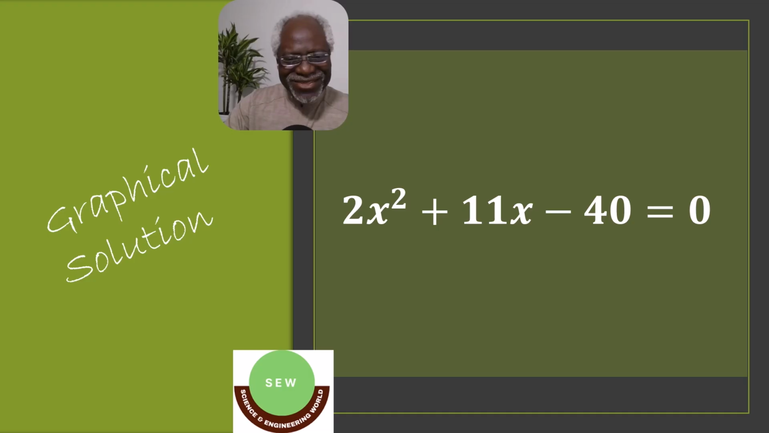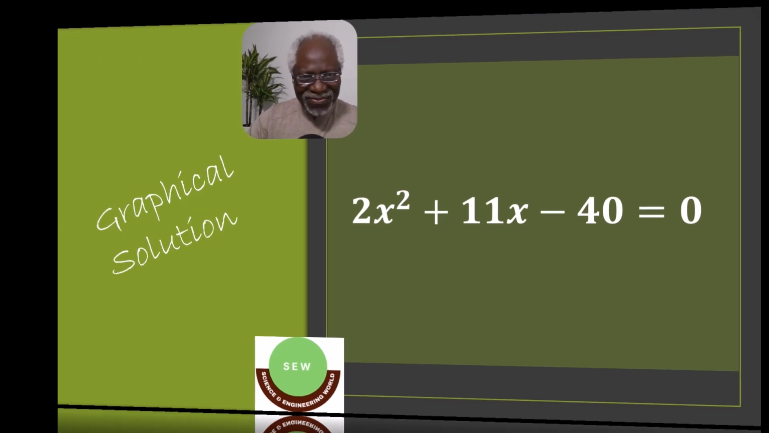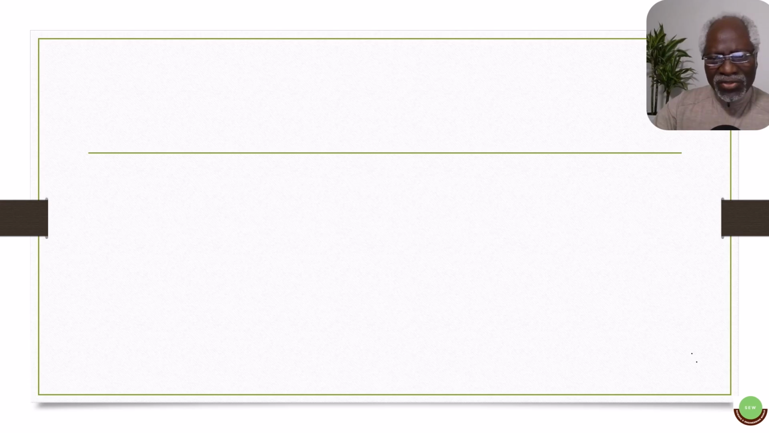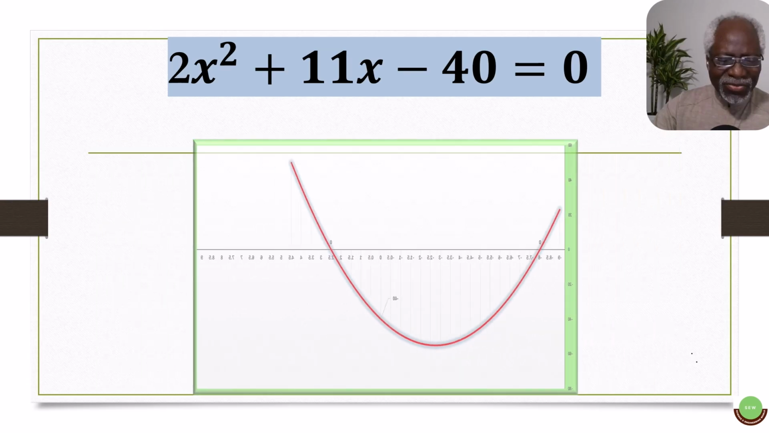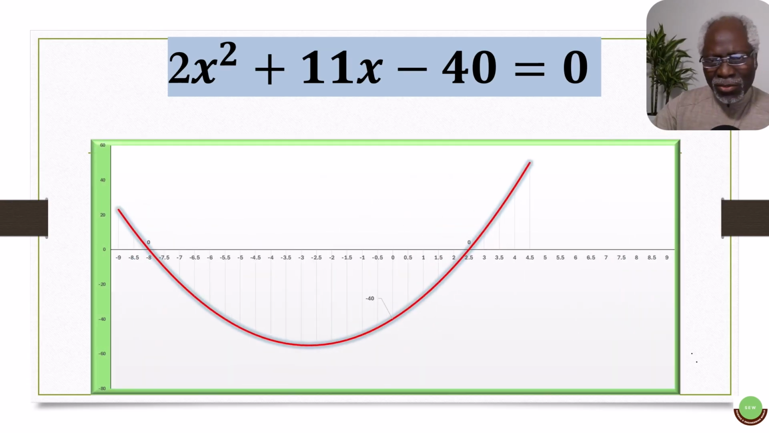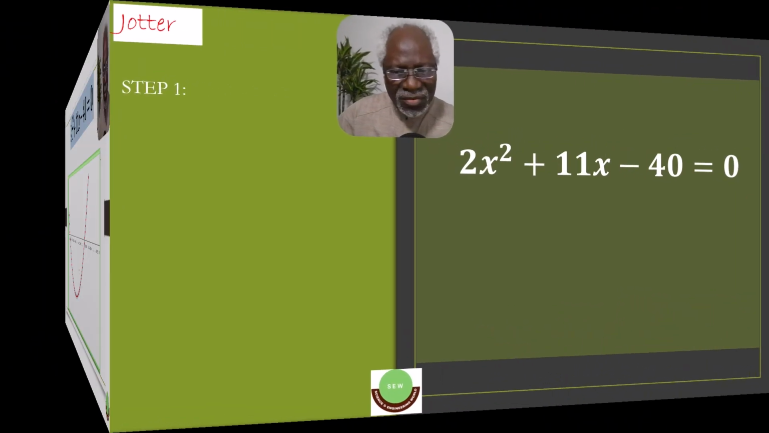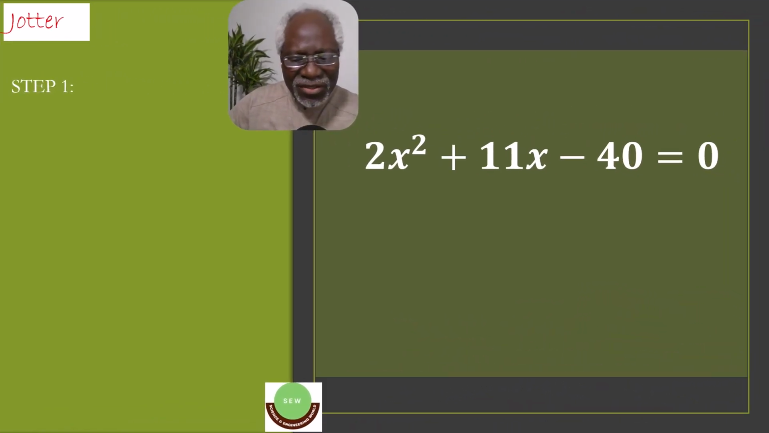Okay, let us go together step by step in looking at the solution to this quadratic problem 2x squared plus 11x minus 40 equals 0 using the graphical method. The graphical solution to this problem should look similar to this, which we want to obtain at the end of this presentation. As we've done previously, we shall go in steps in solving this problem.